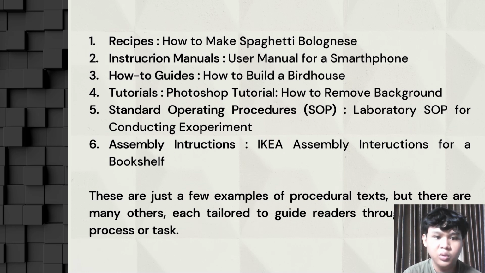Number 4, tutorials, for example, a Photoshop tutorial on how to remove a background. Number 5, standard operating procedure or SOP: laboratory SOP for conducting an experiment. Number 6, assembly instruction: IKEA assembly instruction for a bookshelf. These are just a few examples of procedural text, but there are many others. They are tailored to guide readers through specific processes or tasks.